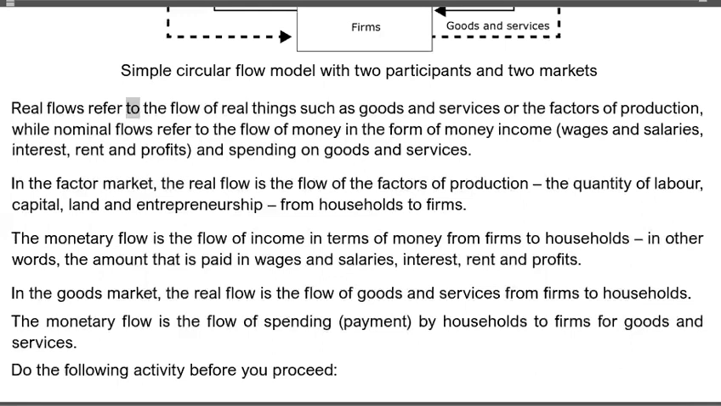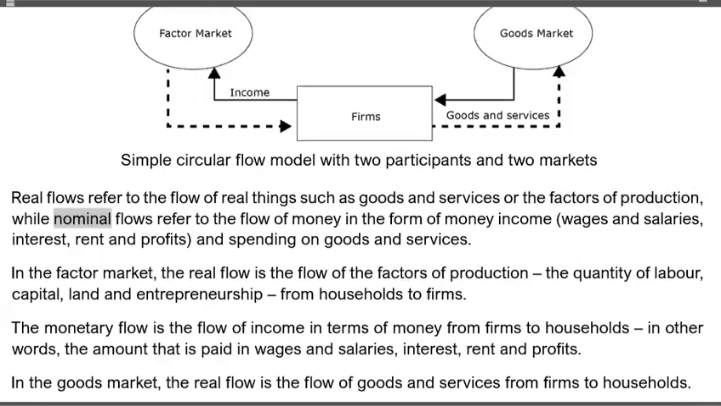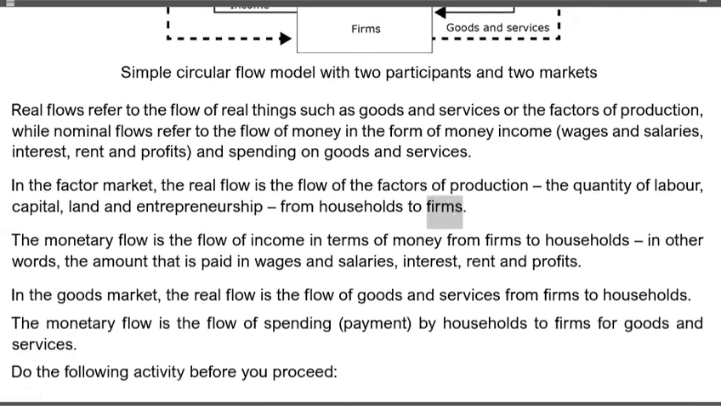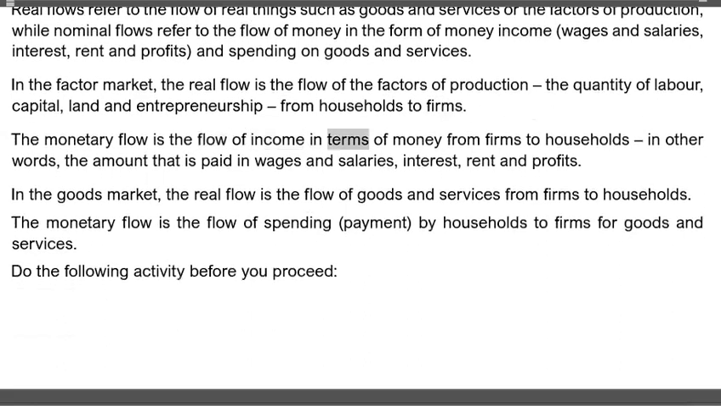Real flows refer to the flow of real things such as goods and services or the factors of production, while nominal flows refer to the flow of money in the form of money income, wages and salaries, interest, rent and profits, and spending on goods and services. In the factor market, the real flow is the flow of the factors of production, the quantity of labor, capital, land and entrepreneurship, from households to firms. The monetary flow is the flow of income in terms of money from firms to households, in other words, the amount that is paid in wages and salaries, interest, rent and profits.